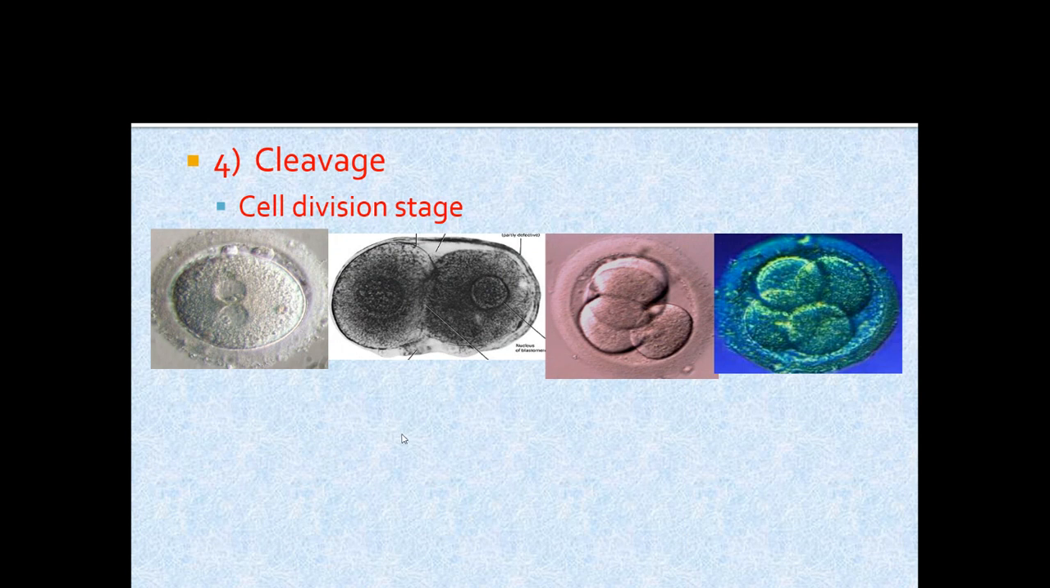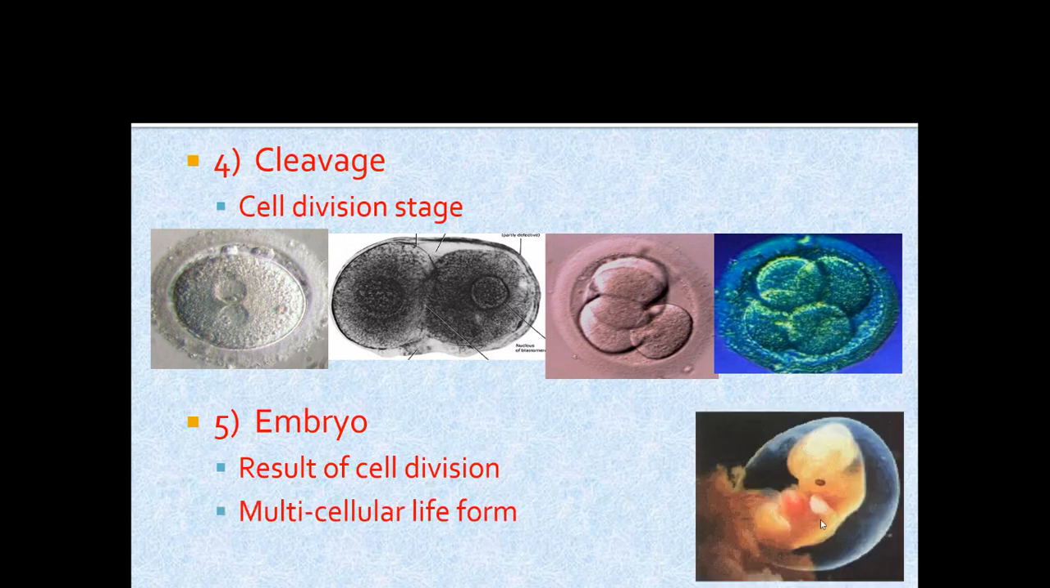After that, the cell division process starts, and you call it cleavage. You will see here that the cell will start to divide, containing the DNA information, and continue to divide until it becomes an embryo. An embryo basically is a combination of many, many cells to create a life form. In this picture, it's a fetus. So you have a multicellular organism now that will continue to develop inside the womb.